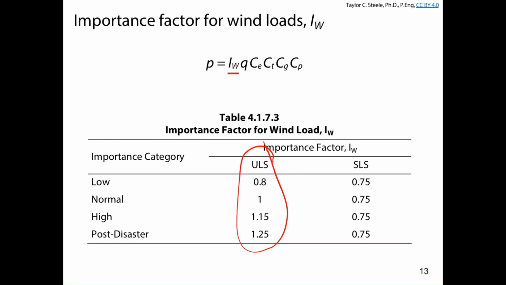Okay, so everywhere from 0.8 to 1.25, and typically in our class we're going to be dealing with an importance factor of 1, but you may be told it's an importance factor of higher post-disaster. We talked a little bit about what that meant recently.